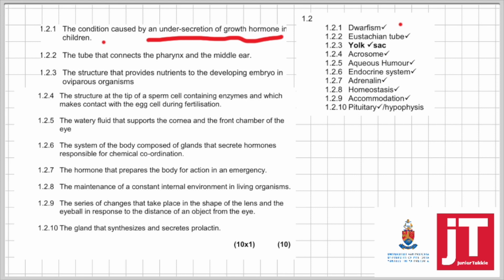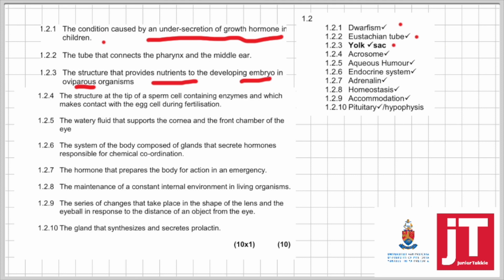1.2. The tube that connects the pharynx and the middle ear, very important. This tube you must know and know how to spell. It's the eustachian tube. 1.3. The structure that provides nutrients to the developing embryo in oviparous animals. So what structure provides nutrients to the developing embryo in an oviparous organism? That we know is the yolk, right?